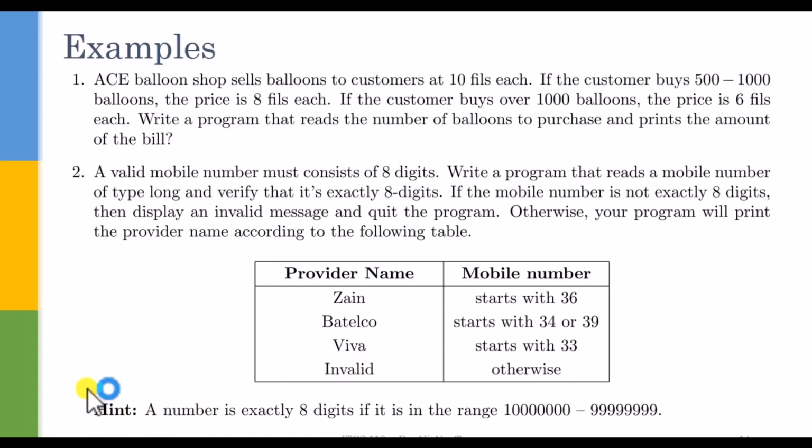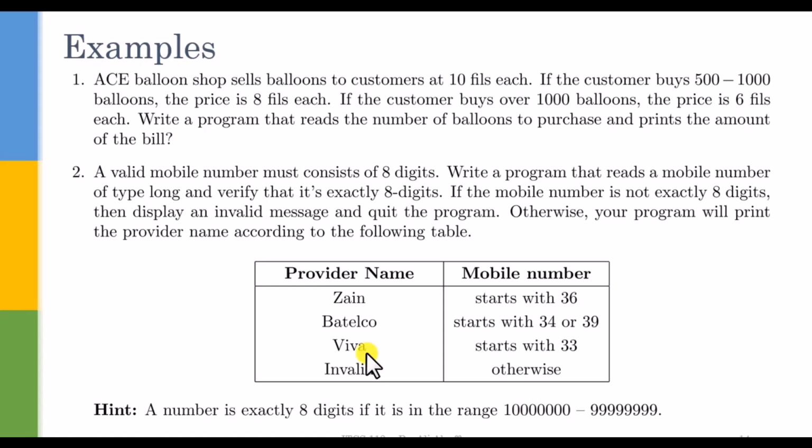Here we have a help. It says a number is exactly 8 digits if it is in this range. So it is giving you how to test if a number is exactly 8 digits. If it is within this range, then it is exactly 8 digits. So we have 7 zeros here, and here we have 8 nines. So this is the first thing we need to do for our program.